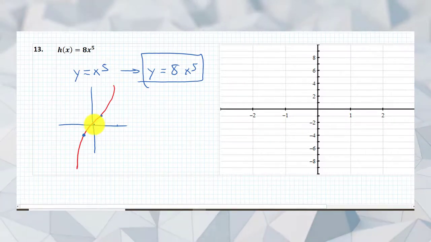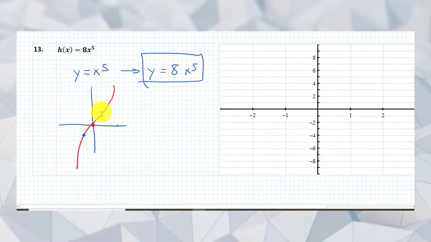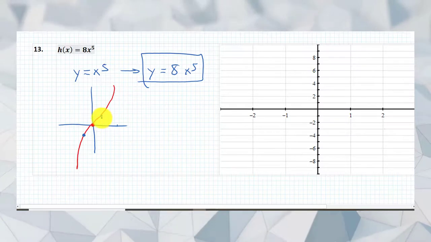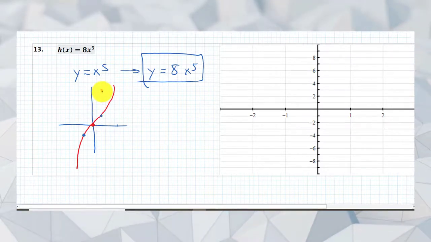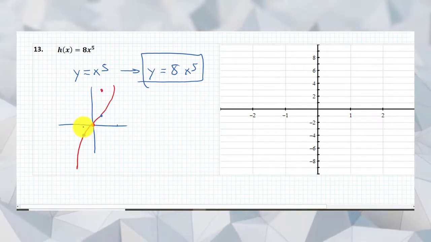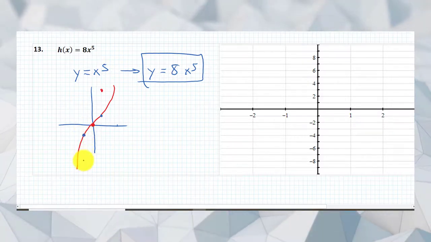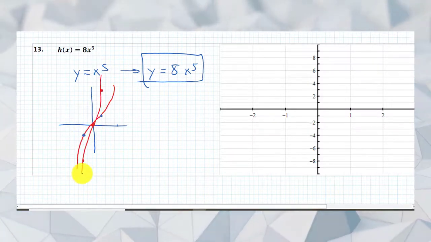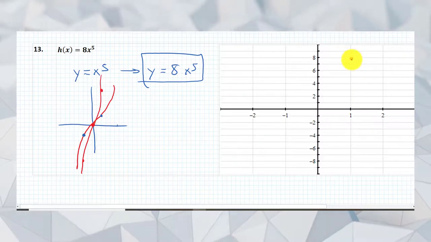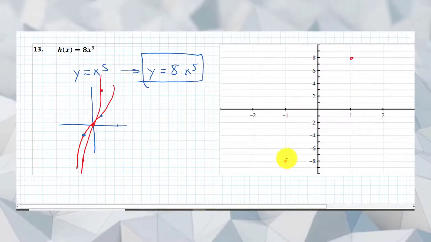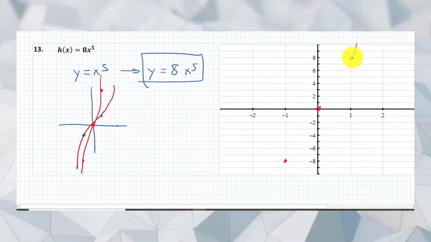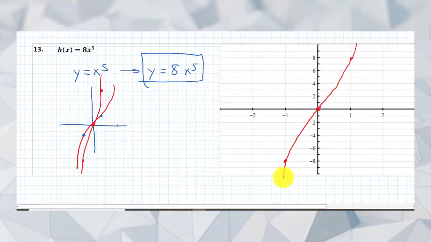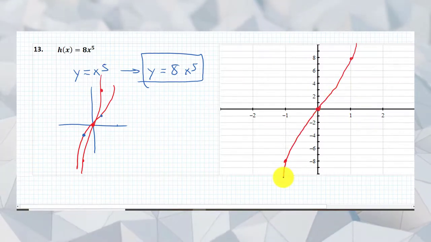We just take these two points right here, actually 3 if you count 0, and we multiply the y coordinate of the points by 8. So (1, 1) is going to go to (1, 8), (-1, -1) is going to go to (-1, -8) right here, and we're going to get this graph. So I said (1, 8), (-1, -8), and (0, 0). Again, very steep graph. Let's do a few more graph transformations.